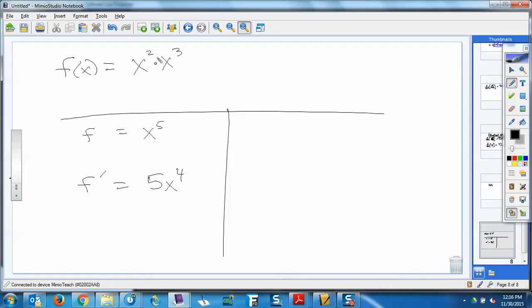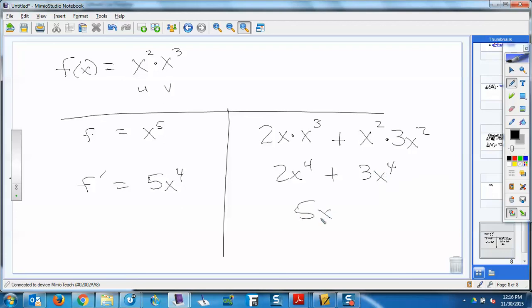Or we could do it with the product rule. This would be your u, this would be your v. So the derivative of the first, which is 2x, times the x cubed left alone, plus x squared times the derivative of that, 3x squared, which is 2x to the fourth plus 3x to the fourth, which is 5x to the fourth.